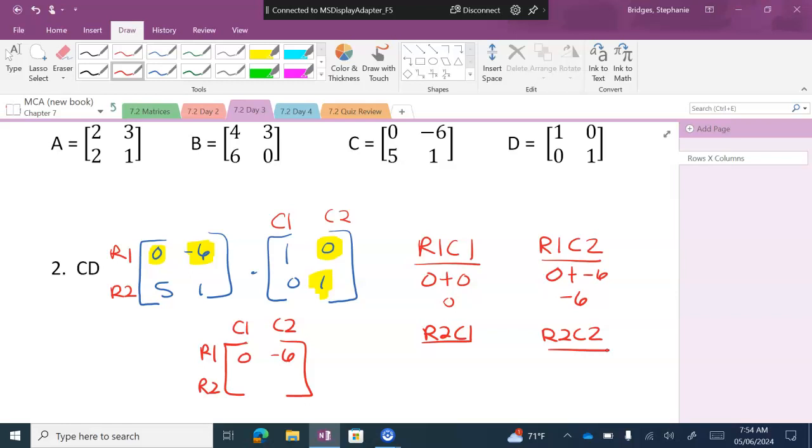So row 2, column 1, the first numbers, I'm going to multiply. And I get 5 times 1 is 5. And then I go across and down, and 1 times 0 is 0. So we get 5 there. And then we're going to do the same thing with row 2, column 2, after I erase all my stuff.